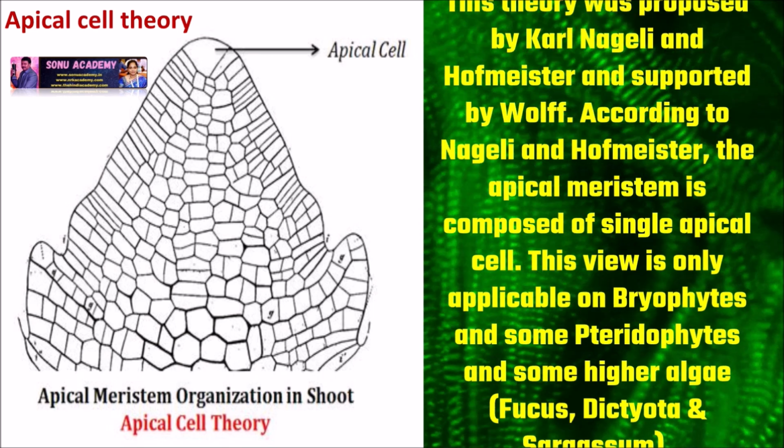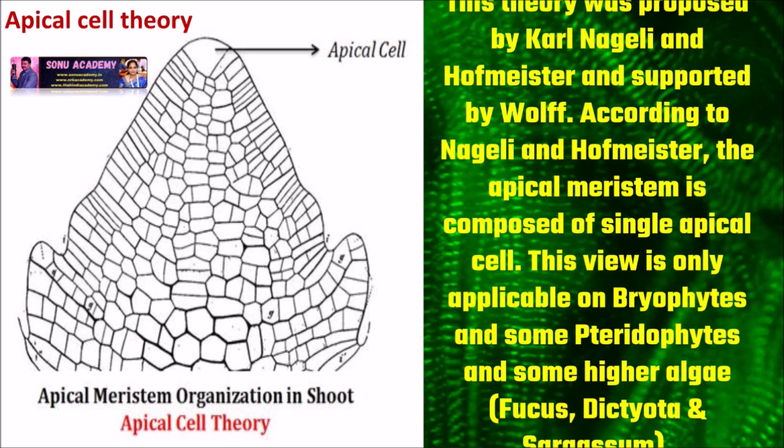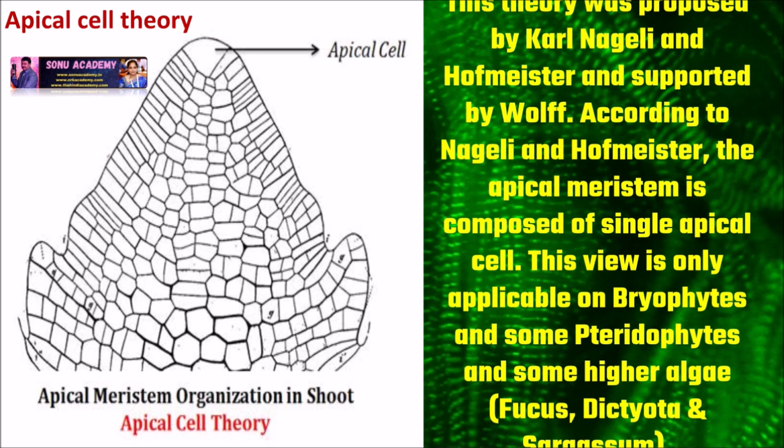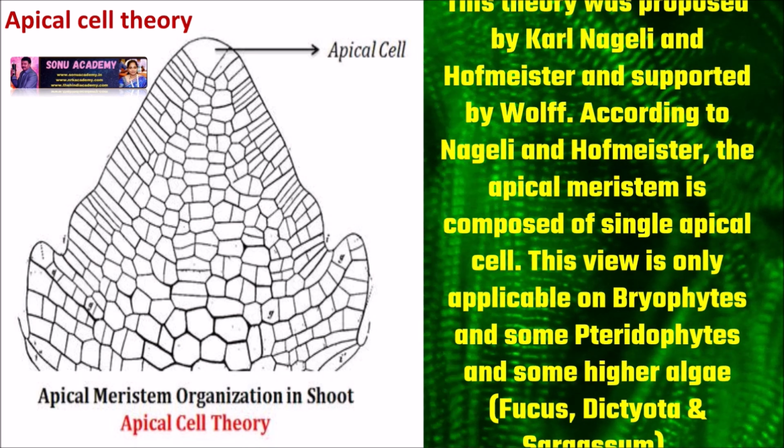Now let us discuss the apical cell theory. This theory was proposed by Carl Nageli and Hofmeister and supported by Wolff. According to Nageli and Hofmeister, the apical meristem is composed of a single apical cell. This view is only applicable to bryophytes, some pteridophytes and some higher algae.